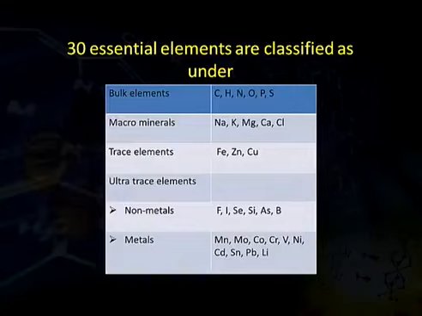Thereafter we have trace elements which are iron, zinc and copper. These elements are required in very less amount in the body, that is in the amount of milligram and microgram. We also have some ultra trace elements and these ultra trace elements have both metals as well as non-metals. Non-metals include fluorine, iodine, selenium, silicon, arsenic and boron, while metals include manganese, molybdenum, cobalt, chromium, vanadium, nickel, cadmium, tin, lead, lithium. So, we can see that most of the ultra trace elements are the transition metals.